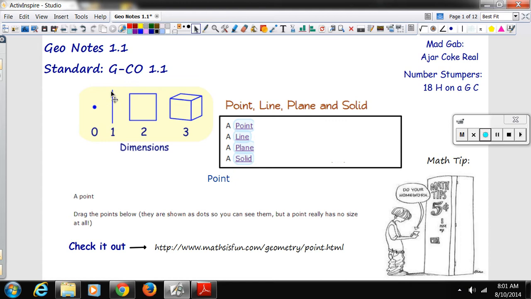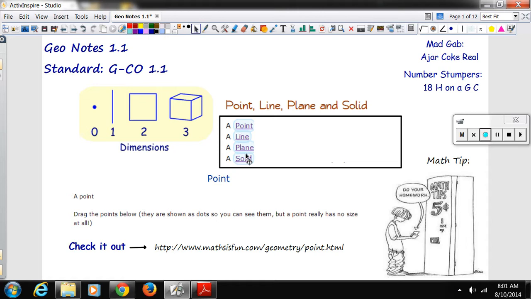A line has one dimension, length. A square or rectangle has two dimensions. It's got a length and a width. And then a solid will have three dimensions. It's got a length, a width, and a height. So those are just different dimensions of some of the different shapes that we will be seeing.